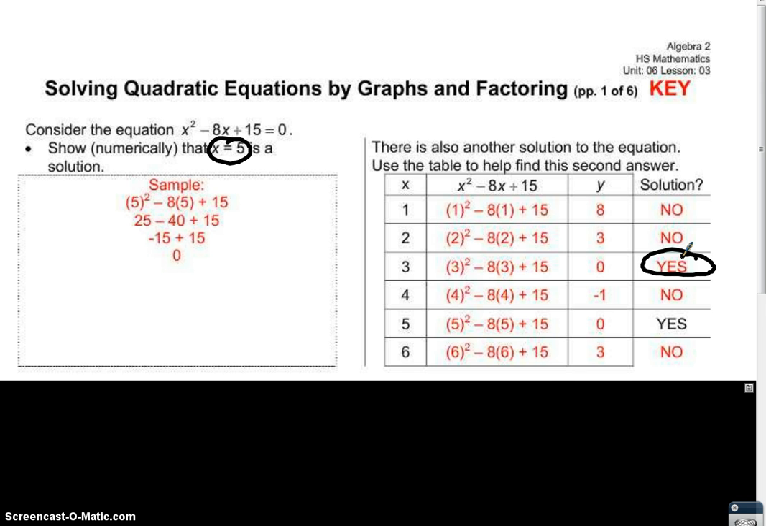When I plug in 4, I get negative 1. When I plug in 5, I get 0, just like we solved over here. And when I plugged in 6, I got 3. So remember, when I plug in my choices, if my answer becomes 0, then it is a solution to my equation. Okay, so let's look at the next piece.